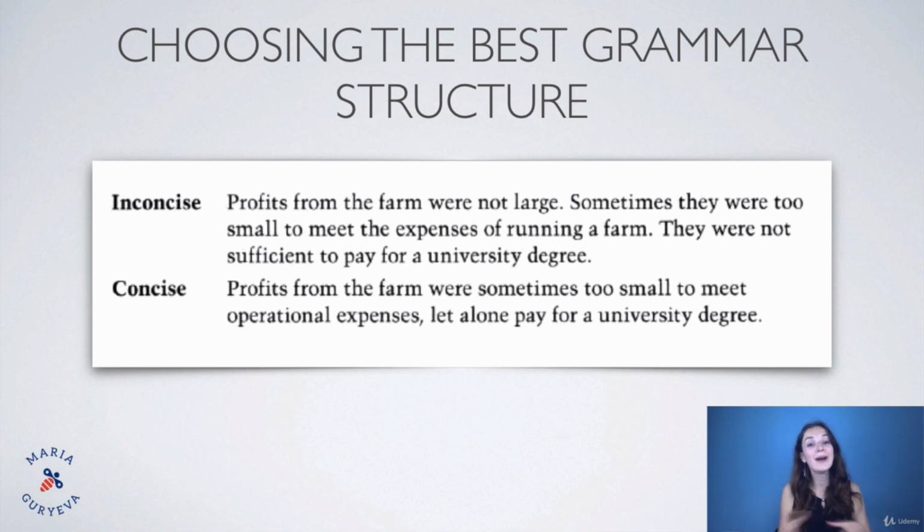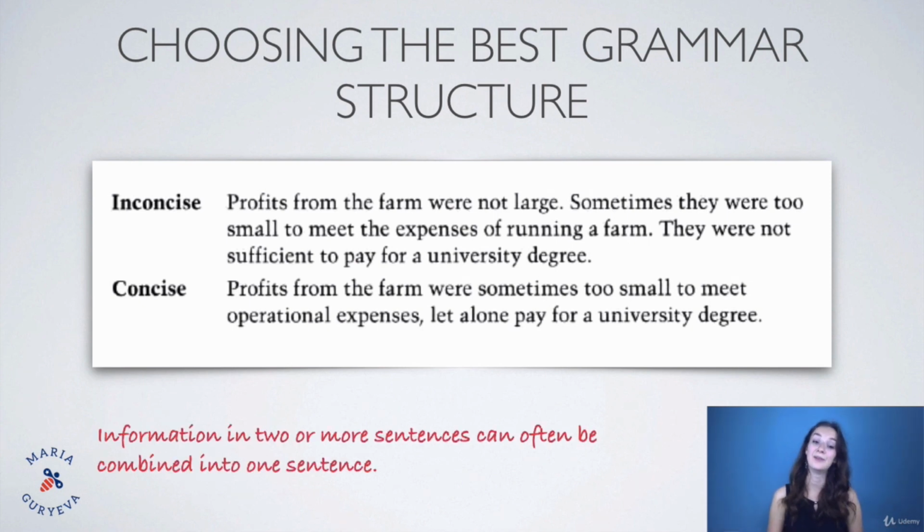So sometimes we can combine several sentences into just one sentence, and it doesn't mean that the sentence is going to be huge. Sometimes there's such a great way to combine them all, then avoid using all these extra words, and then actually have a very concise one sentence, like we had in this example. So the rule here is information in 2 or more sentences can often be combined into one sentence.